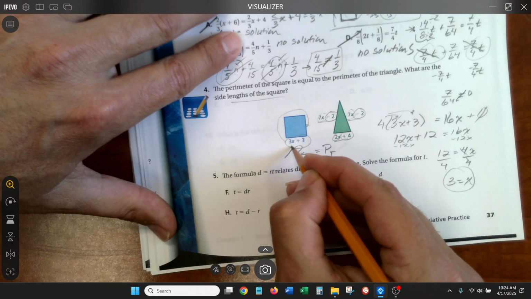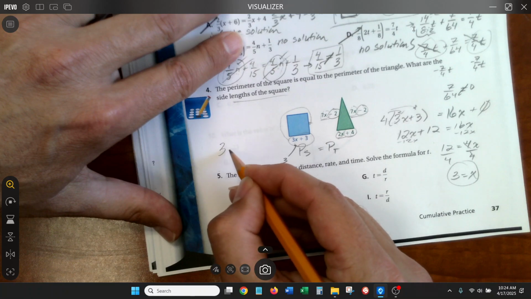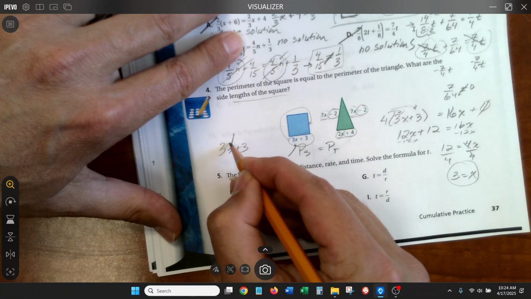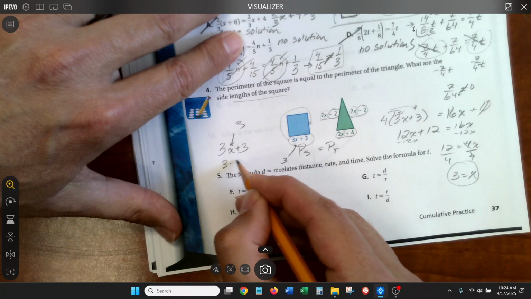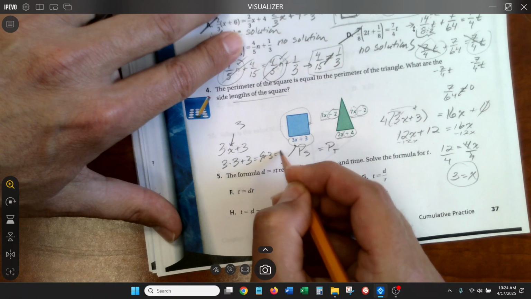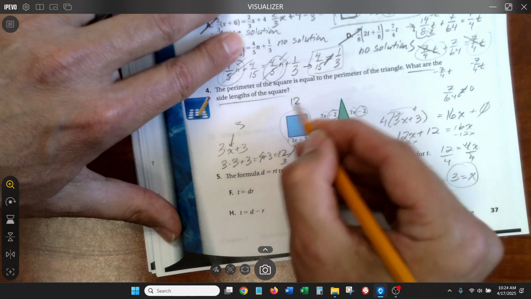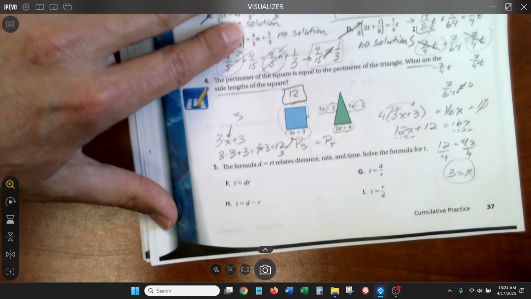So if we know that x is equal to 3, the square has side lengths of 3 times x plus 3. So when x is equal to 3, we got 3 times 3 plus 3, which is 9 plus 3, which is 12. So the side lengths are 12 units of length long.